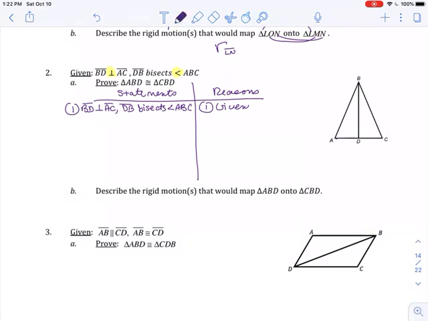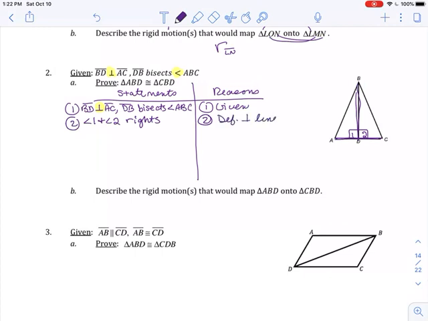So BD, oops, sorry about that, guys. BD is perpendicular to AC. So this line right here is perpendicular. So that means my right angles are right down here at angle 1 and angle 2. So perpendicular lines form right angles. I'm going to say they're right angles. Angle 1 and angle 2 are right angles.